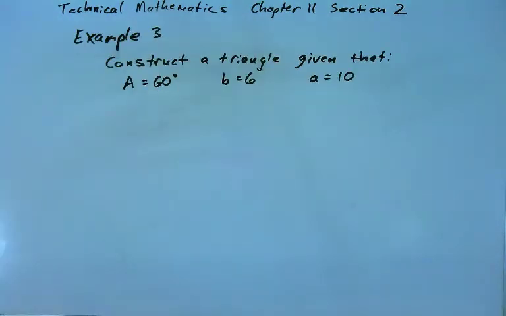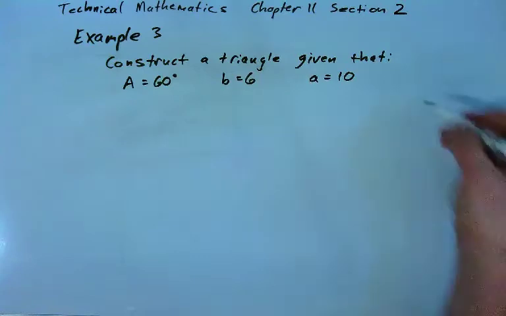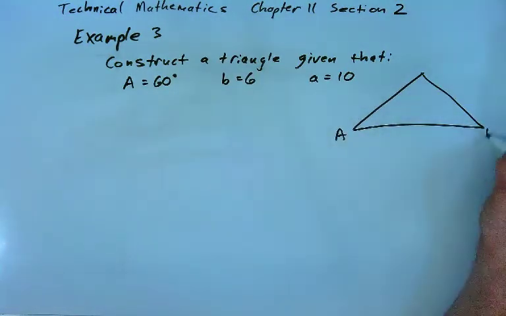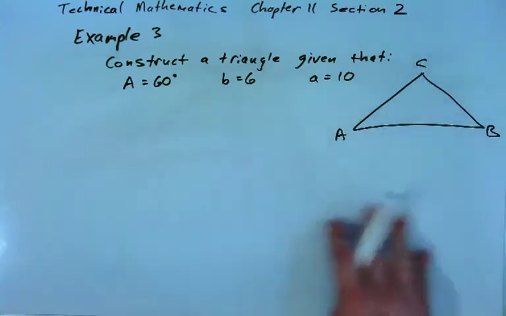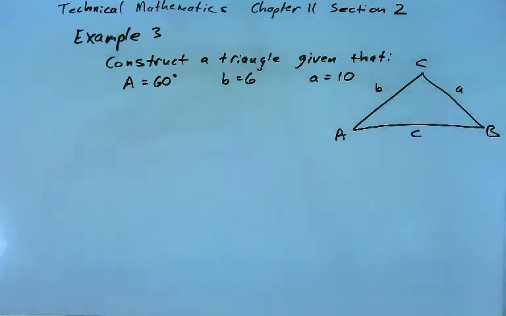This is example 3. It says construct a triangle given that angle A is 60 degrees, side B is 6, and side A is 10. Again, no units on these numbers. We're going to follow the standard layout for our triangle. This would be angle A, angle B, and angle C, and then the sides opposite, A, B, and C.